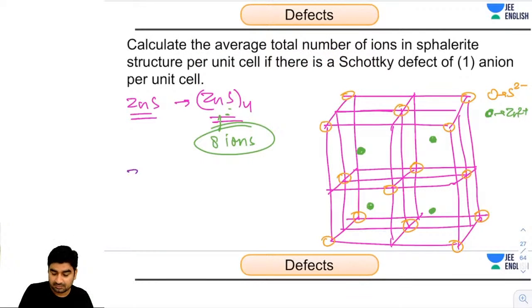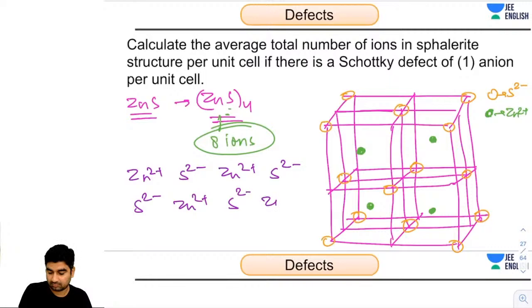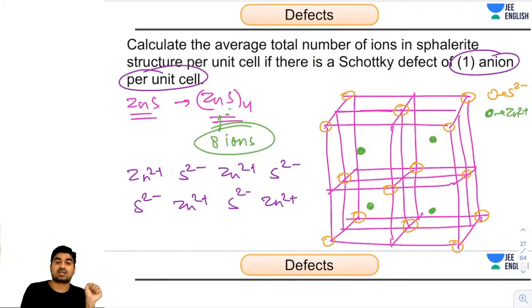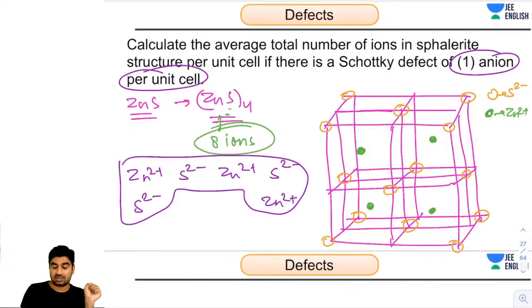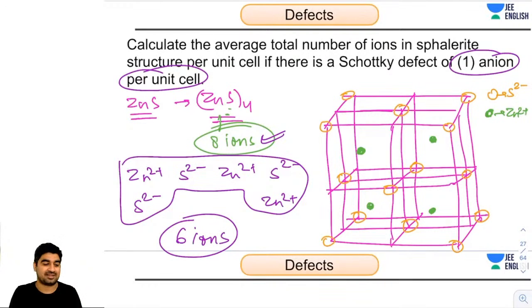So now what will happen? I am showing you the crystal this way. Suppose this is the crystal. Now it says a defect of one anion per unit cell. If I remove one anion, one cation has to go. So guys, how many ions will there be now in one unit cell? Count them. There will be 6. And prior to this, we had 8 ions.